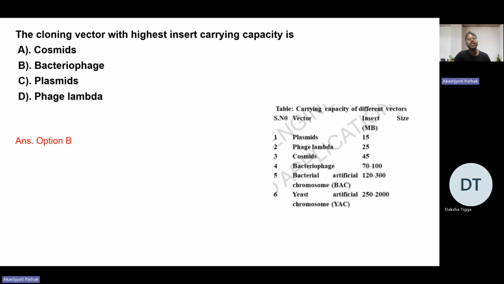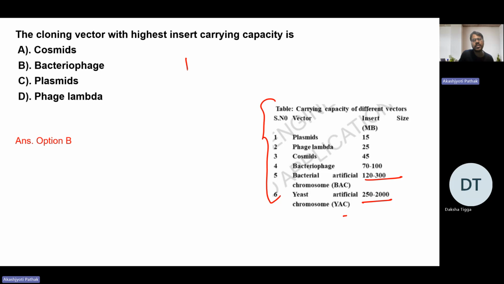Okay, now next question: the cloning vector with the highest insert carrying capacity is what? This was discussed in your lectures: plasmid, phage lambda, cosmid, bacteriophage, BAC. Remember this order. Plasmid has a very small insert size, only 15 kilobase pairs. Compared to it, phage lambda has 25, cosmids have 45, bacteriophage has 70 to 100, bacterial artificial chromosome has 120 to 300, and yeast artificial chromosome has 250 to 2000.